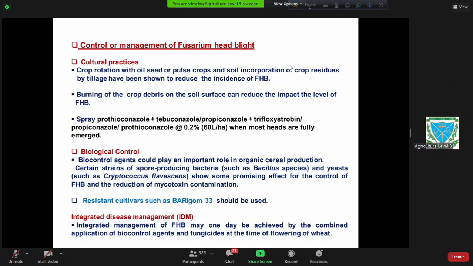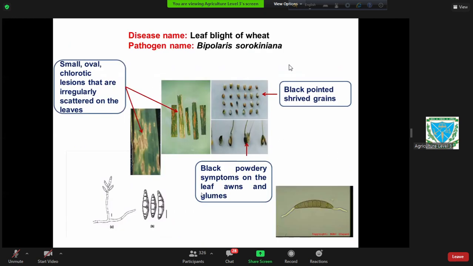Resistant cultivars and integrated disease management, IDM, should be used. I mean cultural, chemical, biological, everything you have to integrate. We call it IDM: combined application of biological agents and chemical fungicides along with cultural approaches. Integrated use of cultural, chemical, and biological things is called IDM, integrated disease management. So in the same way you can control the disease.